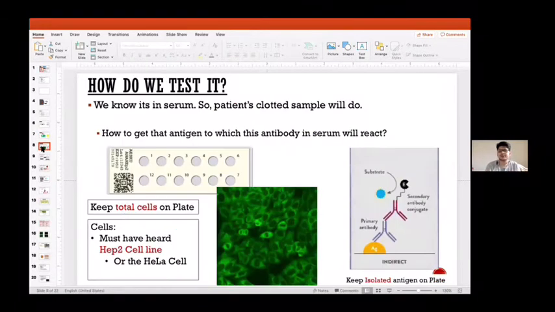Coming to the next part, okay, we understood there is an antibody and it is working against something. Now I can't remove my own cell and make antibody work against that every time. But removing a patient's serum is so easy. So we get the antibody in the picture. So how do we test it? We know it is in serum. So the patient's clotted sample will do the work for us. So how to get the antigen to which the antibody in serum will react?